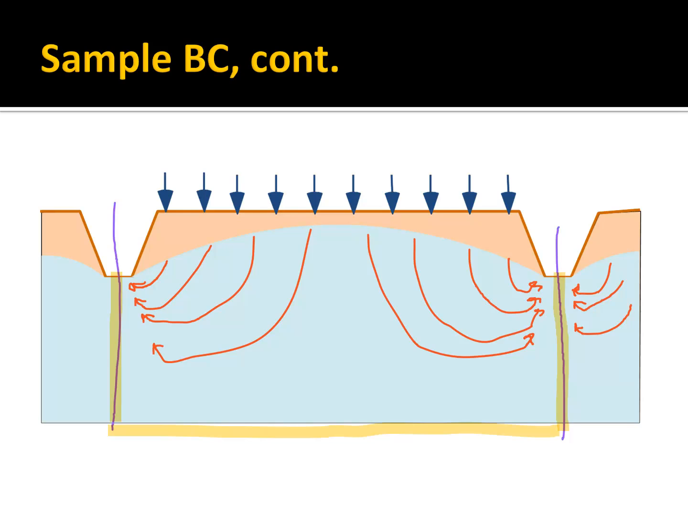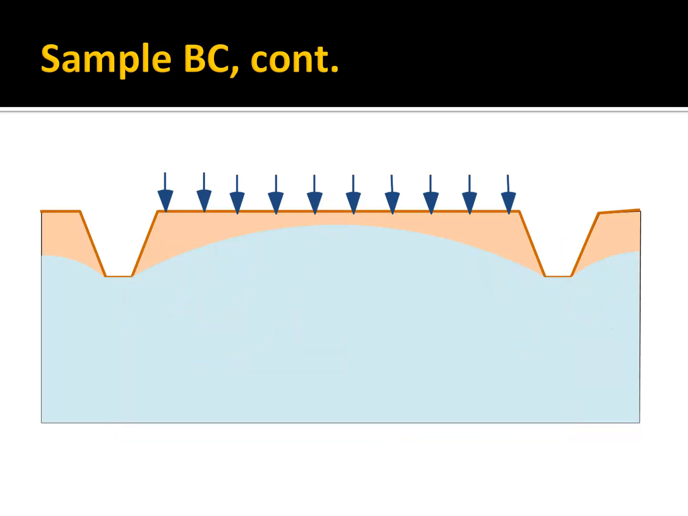Now, what's really fun about this problem is you can imagine if you put a vertical line right through the center, that's another no-flow boundary condition. Water is not going to flow left to right over that because of this line of symmetry. So you could solve this problem either by using this section on the left or this section on the right, and you would have a complete solution.